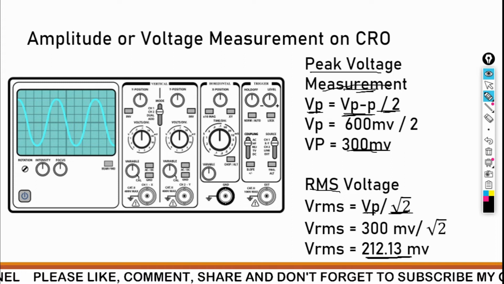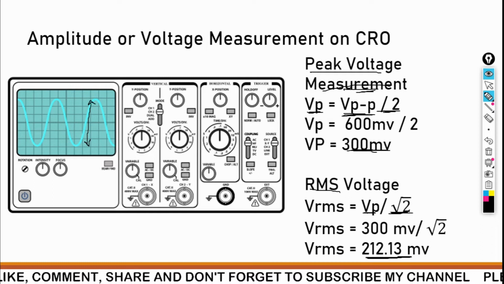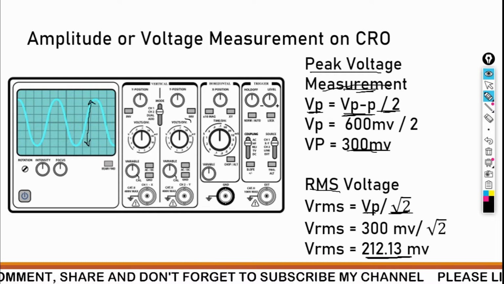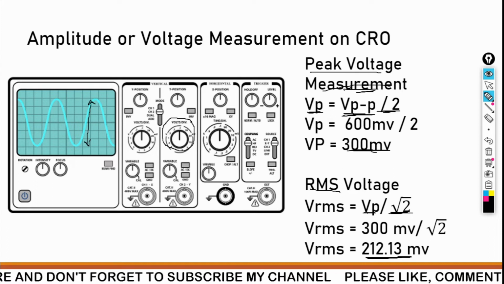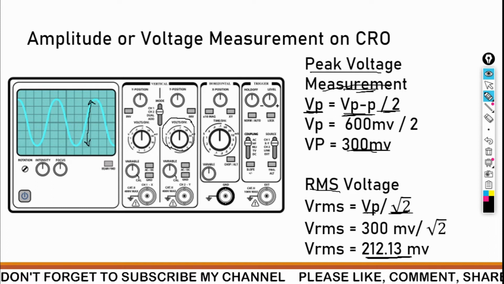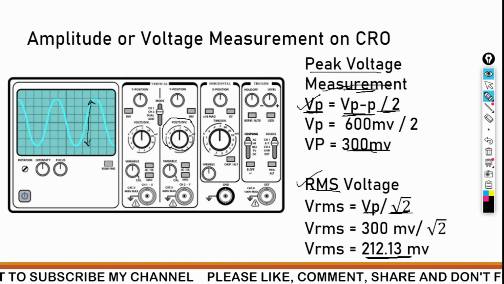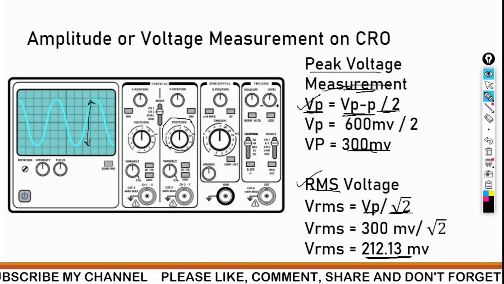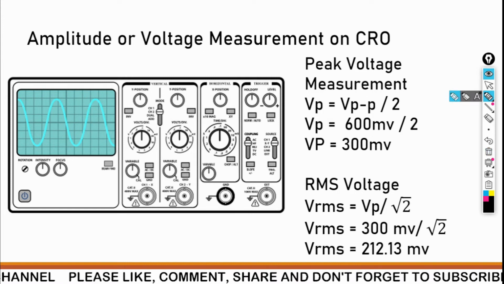So if you measure using the vertical divisions and the voltage per division knob and multiply them, you get V peak to peak, and from that you can calculate VP, that is peak voltage, and then RMS voltage. So this is the way we can measure the amplitude and voltage on a CRO.